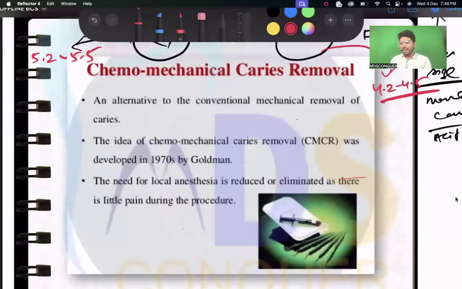Yes, Carisol and Caridex are the main target areas for you as a UG student. But one more, Papacarie, is also added. Basically, you dissolve the caries lesion, and the softened dentin is removed. That is called chemomechanical removal. So the need for local anesthesia is reduced, and in most situations it is completely eliminated.